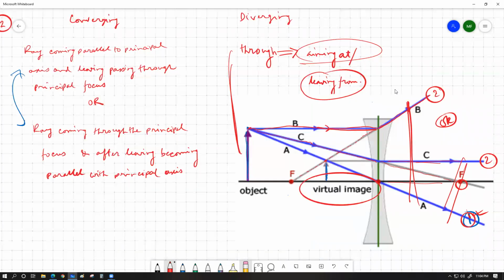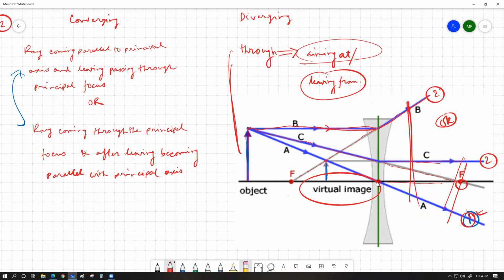We're not going to measure the angle. We're going to bend the light rays depending upon the position of the principal focus. Usually the principal focus location is given to you in the figure. They're going to tell you how far the principal focus point is from the optical center of the lens.